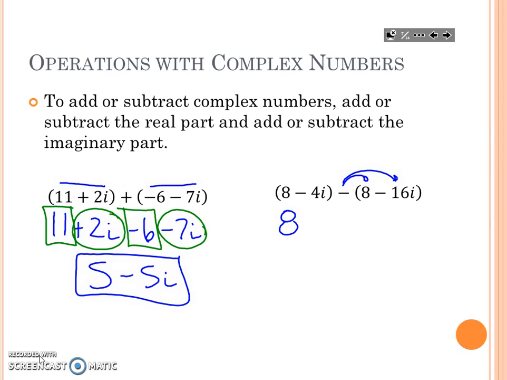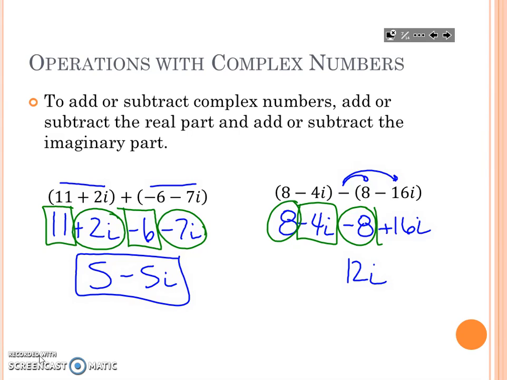So that's going to give me an 8 minus 4i minus 8 plus 16i. Okay? So 8 and negative 8 gives me 0. So those two would just cancel each other. And then a negative 4i and a positive 16i gives me 12i. And that's my answer for that there, just a 12i.